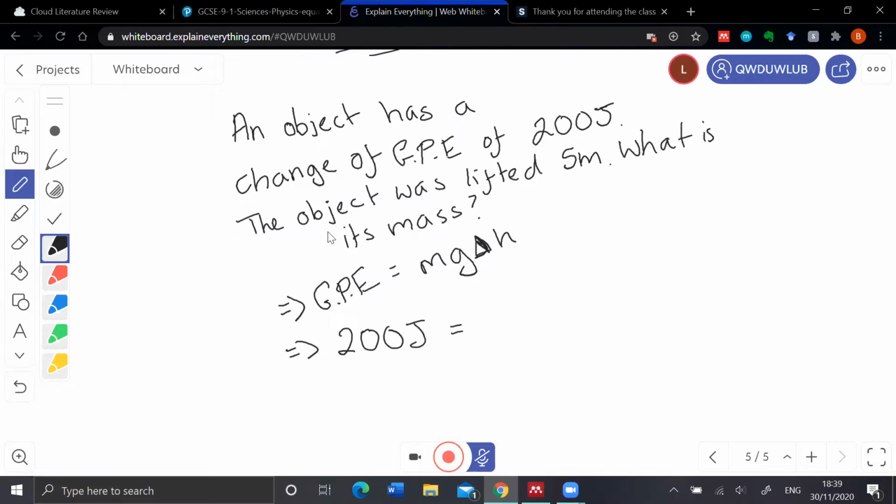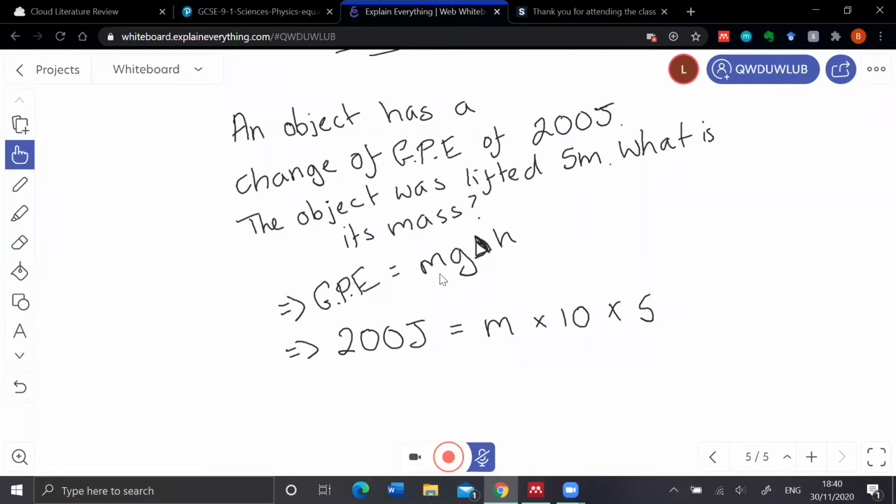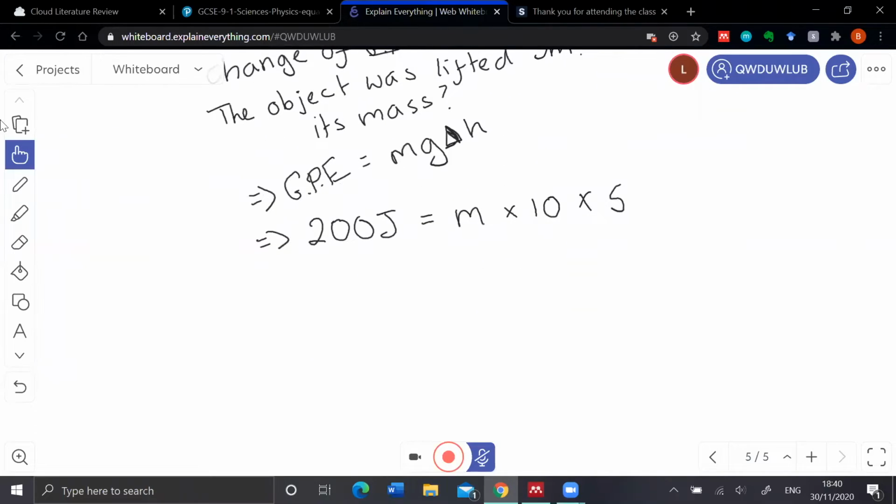Equals, we don't know that. M stays the same. G is 10. Times delta H, 5. So what we would do here, we'd multiply something out a little bit. Okay, so that's what I would do.